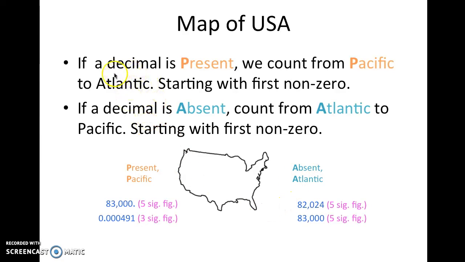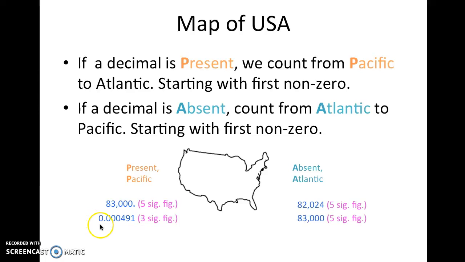And the rule is simple. If you have a decimal place present, so notice the P, you count your first non-zero digit starting from the Pacific side to the Atlantic. So we would count from left to right. What do I mean by that? I look at this number here, 83,000. There is a decimal place there. Even though it's at the end, it doesn't matter whether it's at the end or in the middle. In that case, I'm going to start from the Pacific side, the left side, and count all of the digits over. So 1, 2, 3, 4, and 5.